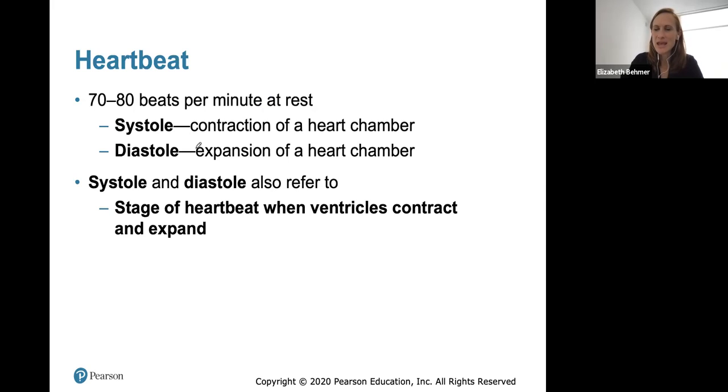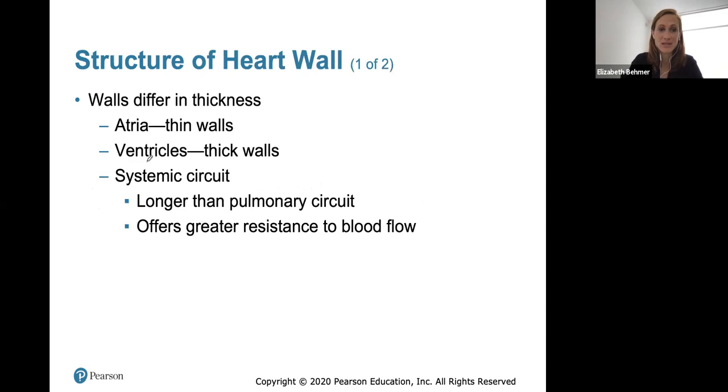Heartbeats are about 70 to 80 beats per minute at rest. Systole signifies the contraction of a heart chamber, and diastole refers to the expansion or relaxation of a heart chamber. Systole and diastole also refer to the stage of the heartbeat when the ventricles contract and expand.